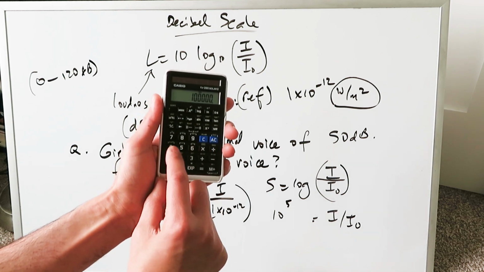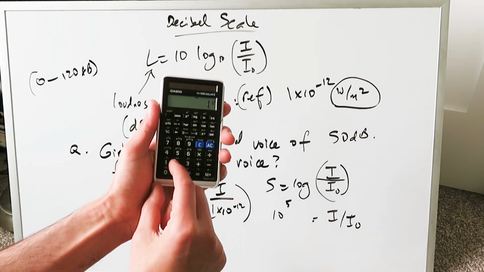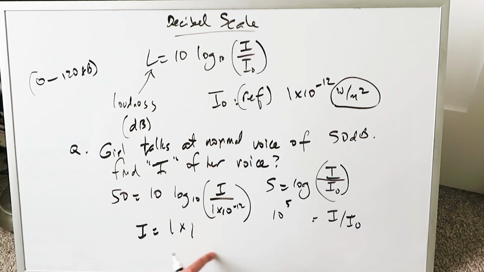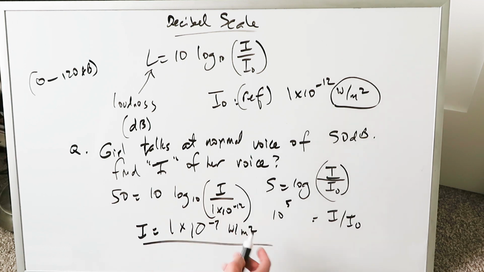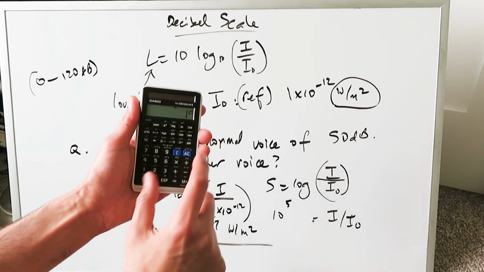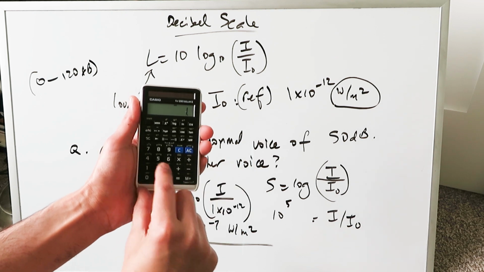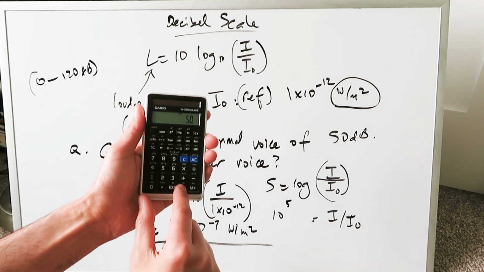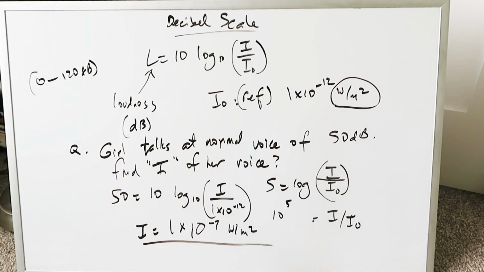We'll multiply here by 1 times 10 to the minus 12, and I'm getting 1 times 10 to the minus 7. The intensity of our voice, or the sound waves generated from our mouth, is 1 times 10 to the minus 7 watts per meter square. And that's a good answer, and it should be right. You can check your answer by doing this computation in reverse. I have the intensity of our voice divided by that reference, 10 to the minus 12, take the log of it, multiply by 10, and we get 50 decibels, which is exactly what we wanted.